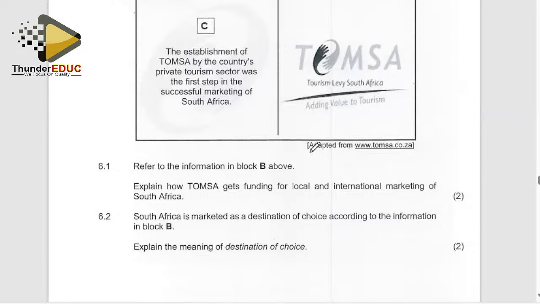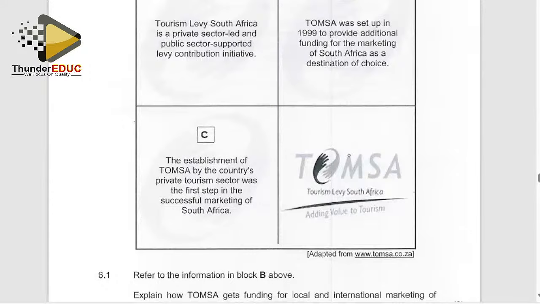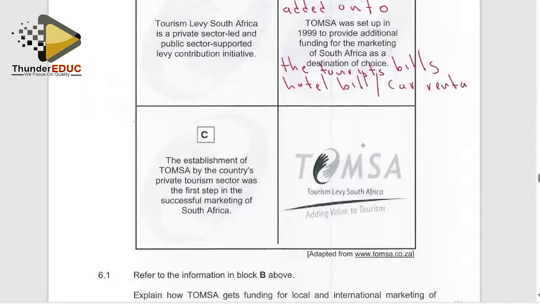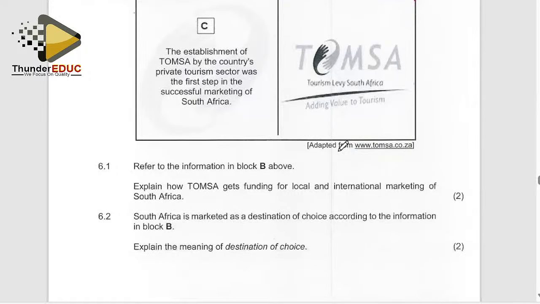So refer to the information in block B above. Explain how TOMSA gets funding for local and international marketing in South Africa. So a 1% levy is added onto the tourists' bills. It can be a hotel bill or a car rental bill. So an additional 1% goes to TOMSA. So a 1% levy is added onto a tourist bill. It can be a hotel bill or it can be a car rental bill. That's how the funding is generated.